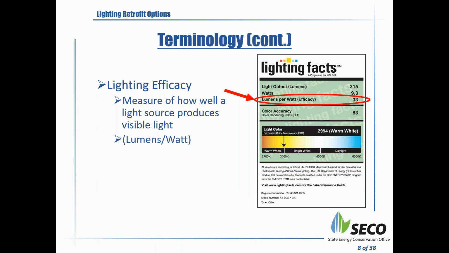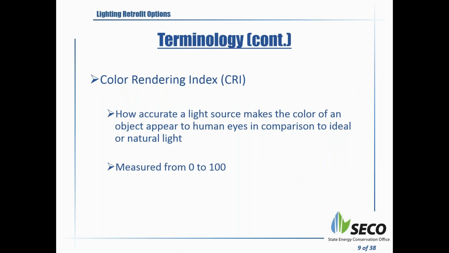The other important thing that I want you all to be aware of is lighting efficacy, which is a measure of how well a light source produces visible light. It's usually in lumens per watt. Lumens is how much light is coming out, for how much wattage of energy it's using to produce that light. So lighting efficacy is an important term that you just need to be familiar with. So that's lumens per watt.